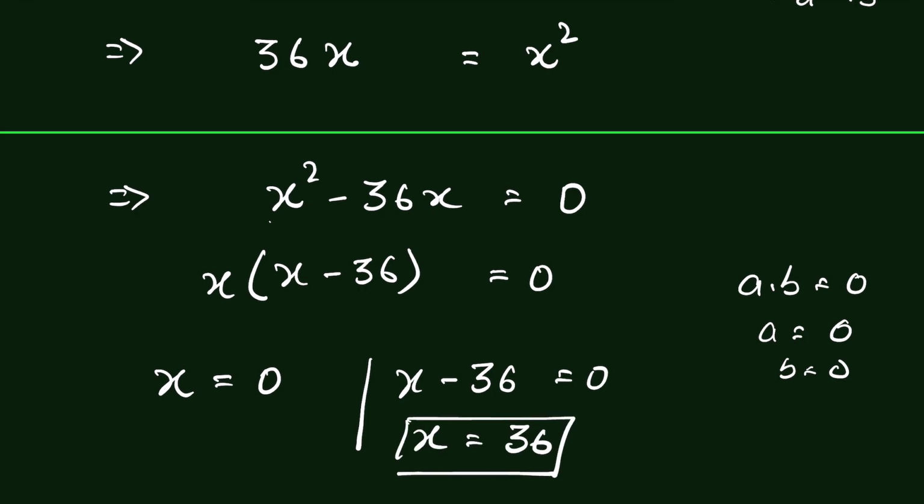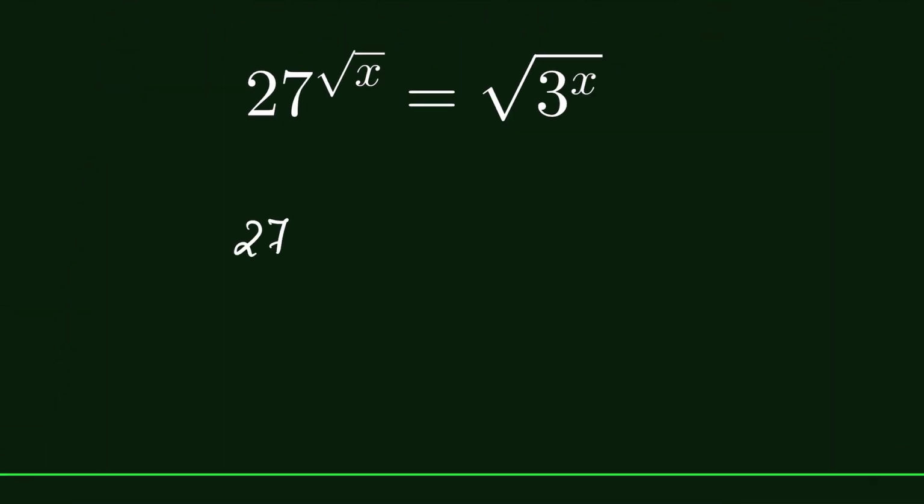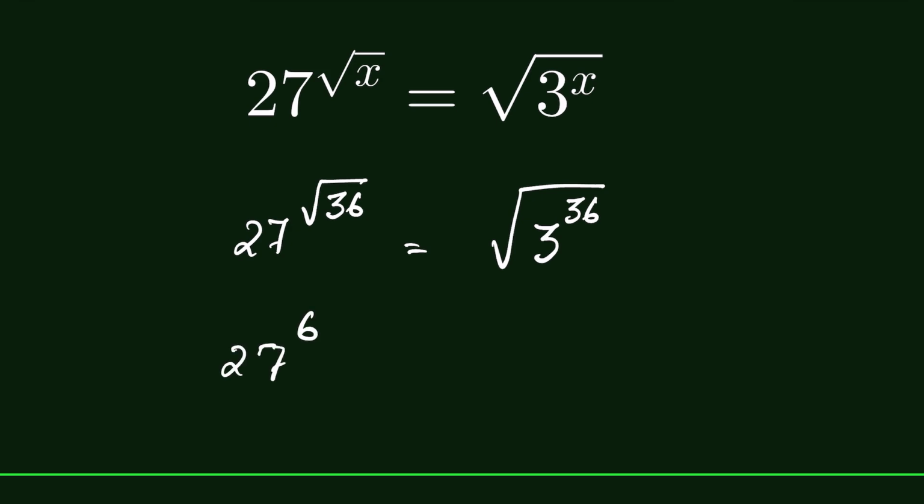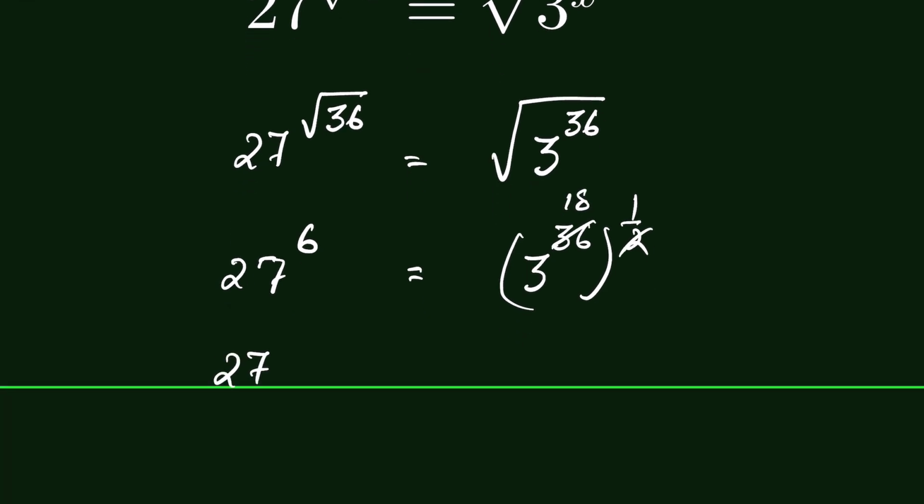Let's verify if x is equal to 36 is right or not. So 27 to the power of square root of 36 is equal to 3 to the power of 36 under square root. So square root of 36 is 6. So 27 to the power 6. 3 to the power 36, then whole to the power 1 upon 2. So it is 2 times 18 is 36, or 27 to the power 6, 3 to the power 18.